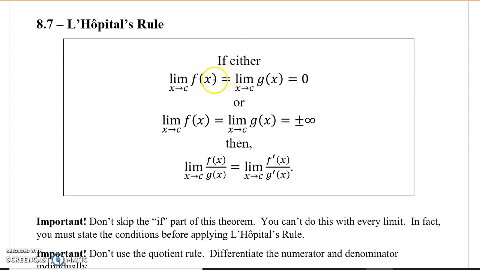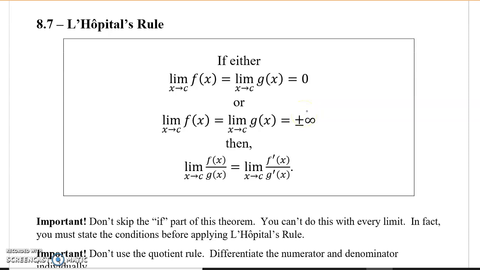So here's the idea. If we have a fractional limit, the limit as x approaches c of a fraction, where the numerator and the denominator are both functions, f of x and g of x, and we get 0 over 0 or some sort of infinity over some sort of infinity, those are indeterminate, as we've talked about in the past. 0 over 0 could equal anything, depending on the functions. Infinity over infinity could equal anything, according to the functions.